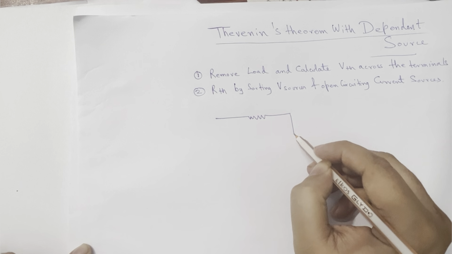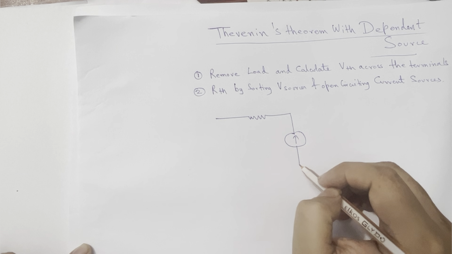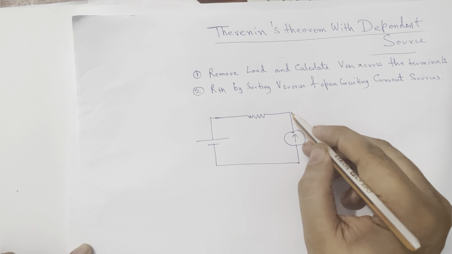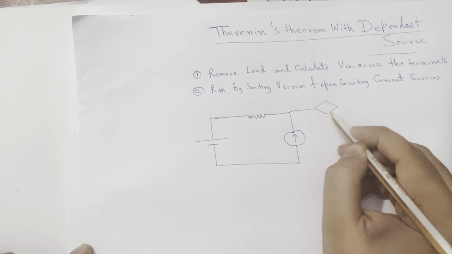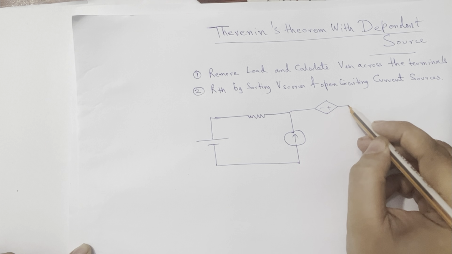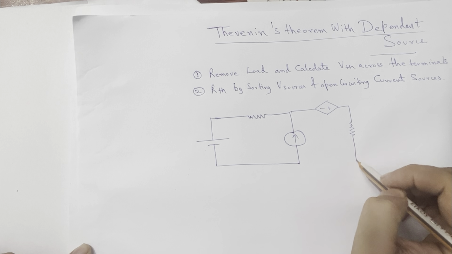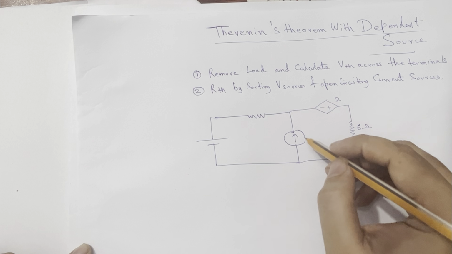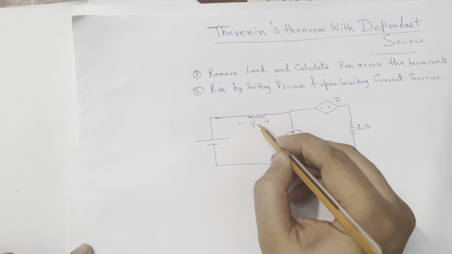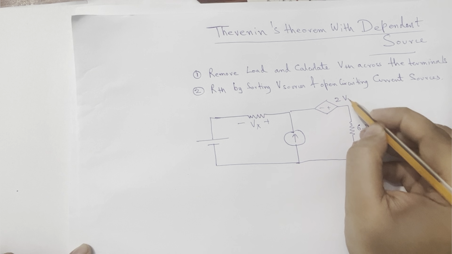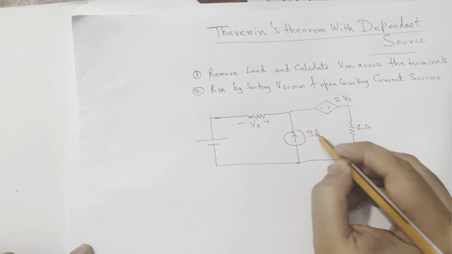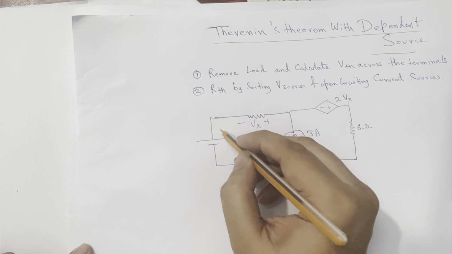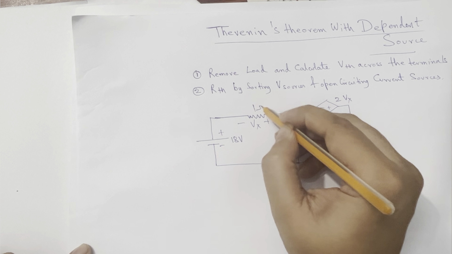Let us suppose we have an example over here. We have a dependent source present here. Suppose it is 6 ohms, this is Vx, and the voltage source depends on Vx. This is 2Vx, the dependent voltage source. This is a 3 ampere current source, this is an 18 volt battery, plus and minus. This is 1 ohm.